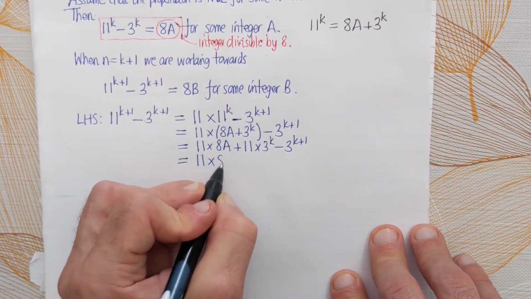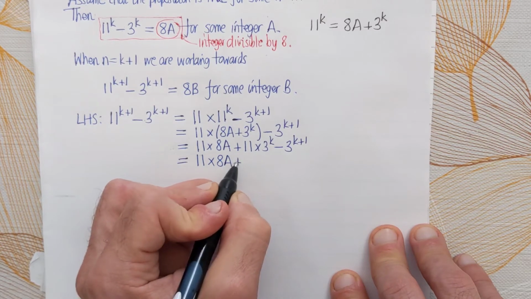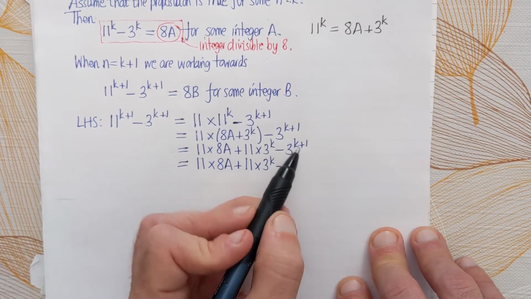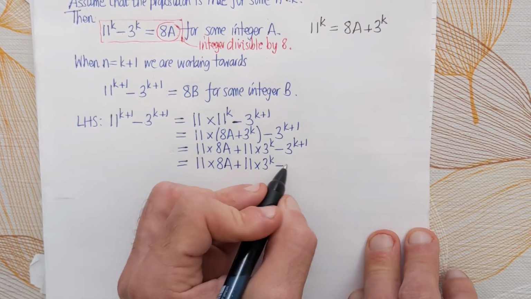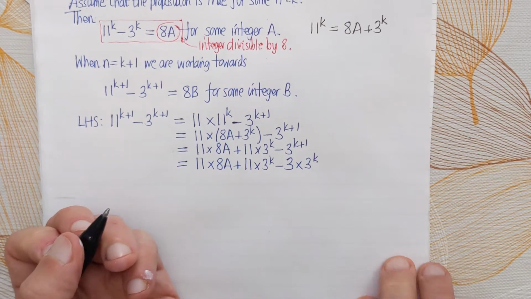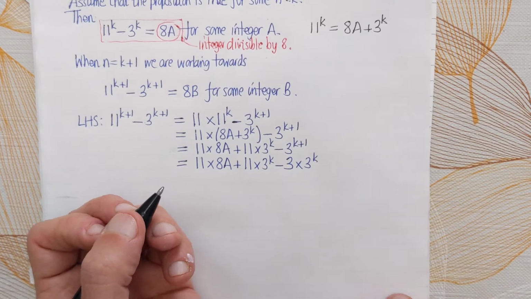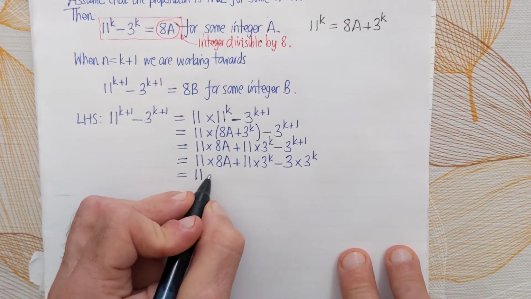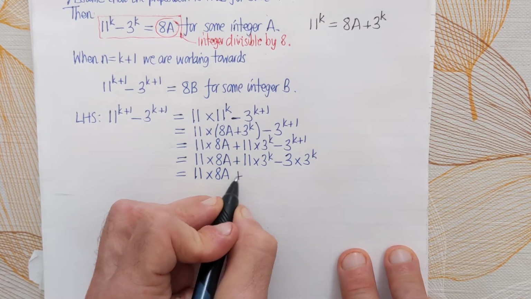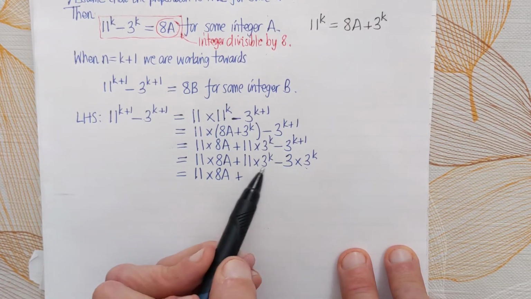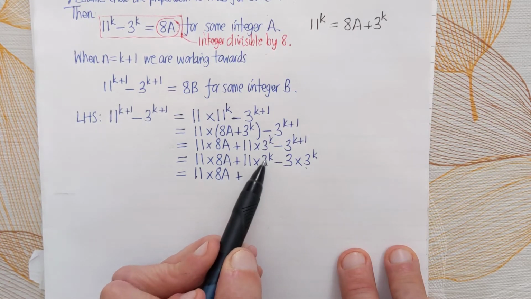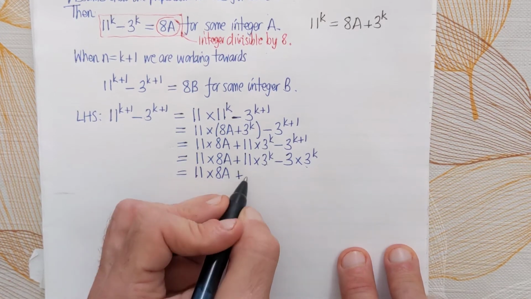Equals 11 times 8a plus 11 times 3 to the power of k. And now we can write 3 to the power of k plus 1 as 3 times 3 to the power of k, which is 11 times 8a plus... Okay, we have two terms here with 3 to the power of k common to both. So we can take it out. We can factorize by taking out.